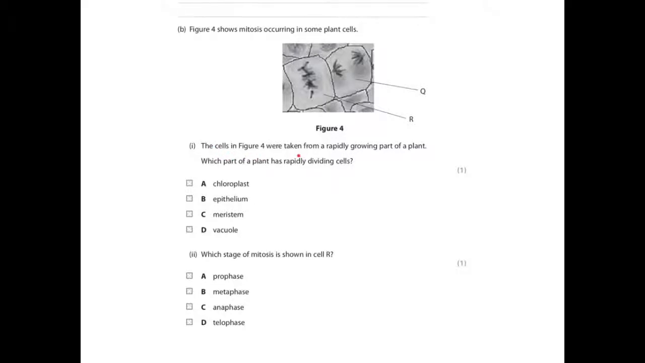The cell in figure 4 was taken from rapidly growing parts of the plant. Which part of a plant has rapidly dividing cells? So most people probably guess this because it's a small piece of knowledge you either pick up or you just completely forget, but I'll tell you what it is anyway.